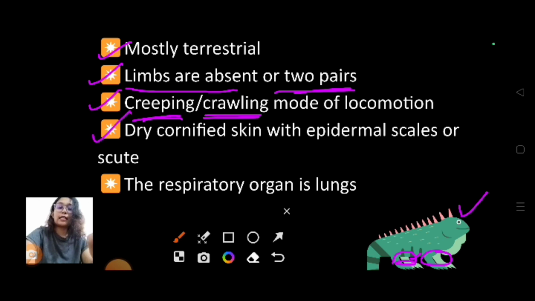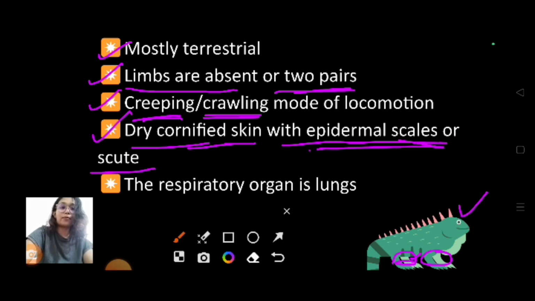The next point it is saying they are having dry cornified scales. The skin is very dry, with epidermal scale or scutes. So they are having some kind of scales that is called scute, or it is called epidermal scale. Compare it with amphibians. Amphibians had moist skin without any scales, but in case of reptiles they are having dry cornified scales with epidermal scales or scutes. Is it clear?